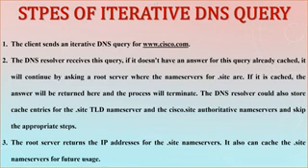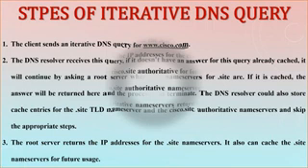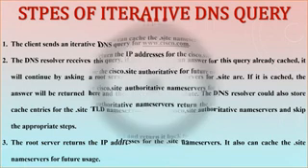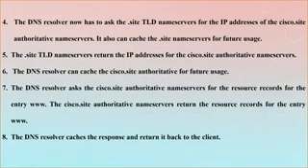Okay, next I will explain the step by step for the iterative steps. The next step is the DNS resolver now has to ask the site TLD name server for the IP addresses of the Cisco site authoritative name servers. It can also cache the site name server for future usage. Next, the site TLD name server returns the IP addresses for the Cisco site authoritative name servers. And then the DNS resolver can cache the Cisco site authoritative name servers for future usage.